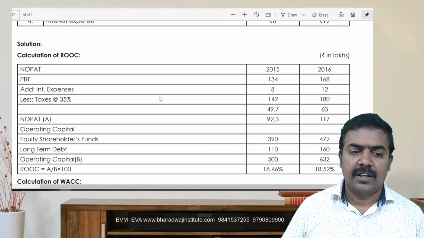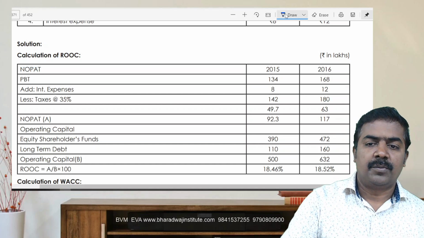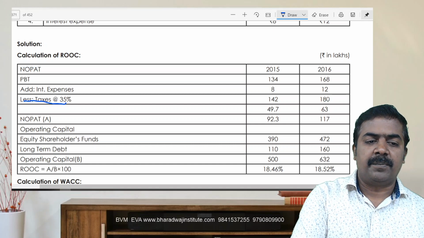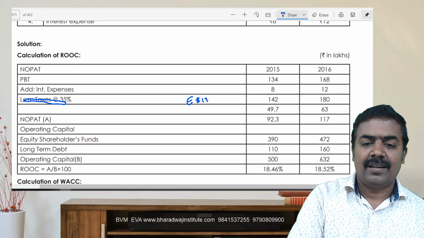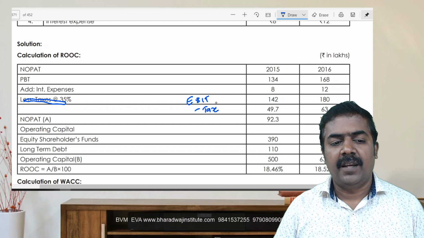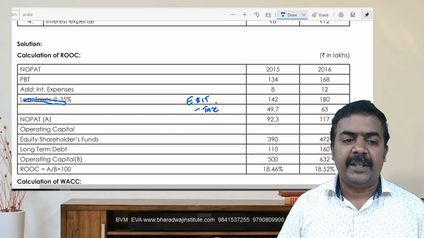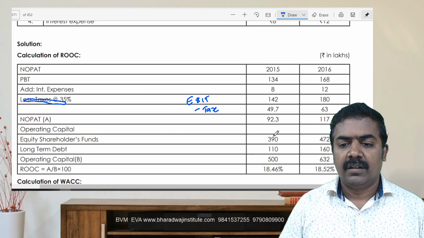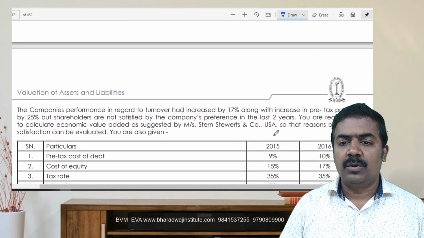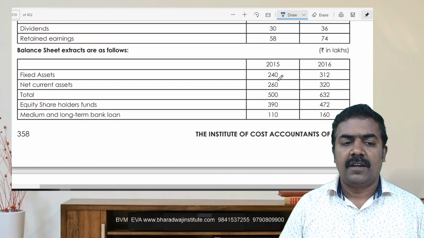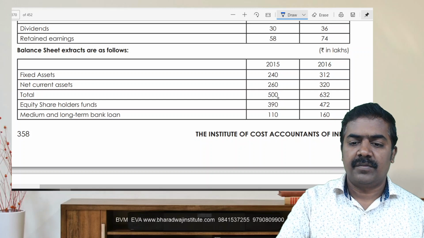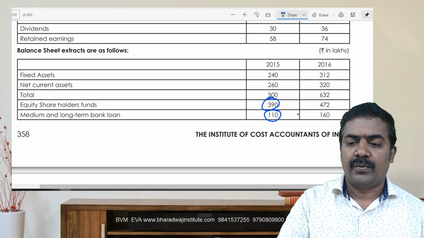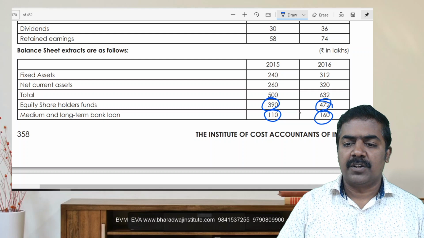There is a typing error, I hope. Hope somebody named PC has prepared this material. Okay, this is EBIT minus tax. EBIT minus tax will give us what? NOPAT. So capital employed includes shareholders funds plus long-term debt, right? Shareholders funds plus long-term debt. This one, 500, 470 plus 160 like that.